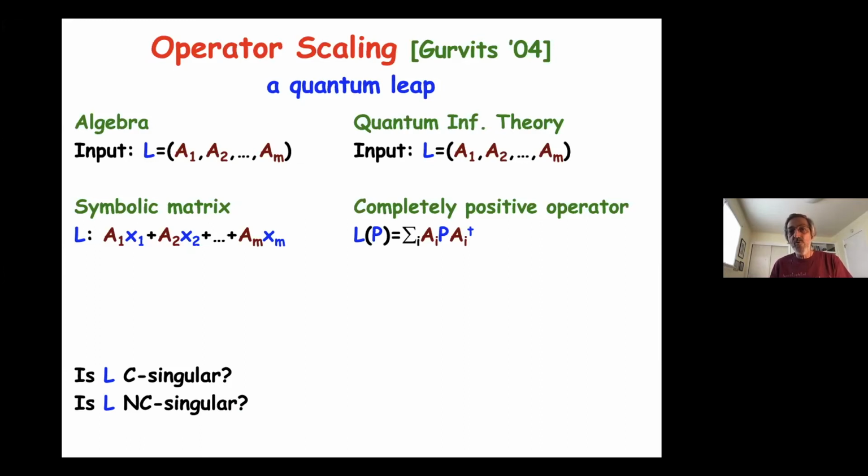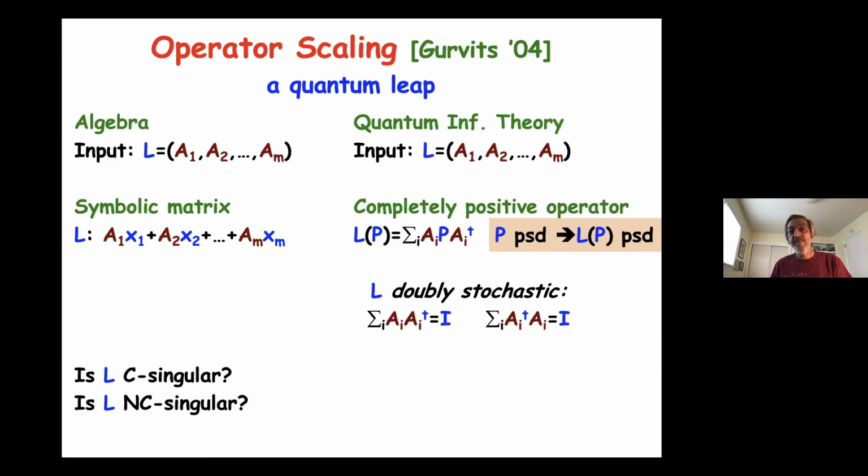So how do you do that? Well, m matrices can define an operator on matrices. Any matrix P is transformed to the sum of A_i P A_i dagger. This turns out to be the most general quantum operation in quantum mechanics, or a noise operator sometimes. It is positive in the sense that obviously if you input a PSD matrix, you also output a PSD matrix. We said we had a notion of double stochasticity. In fact, we have a notion of scaling, so we can try to scale such operators.